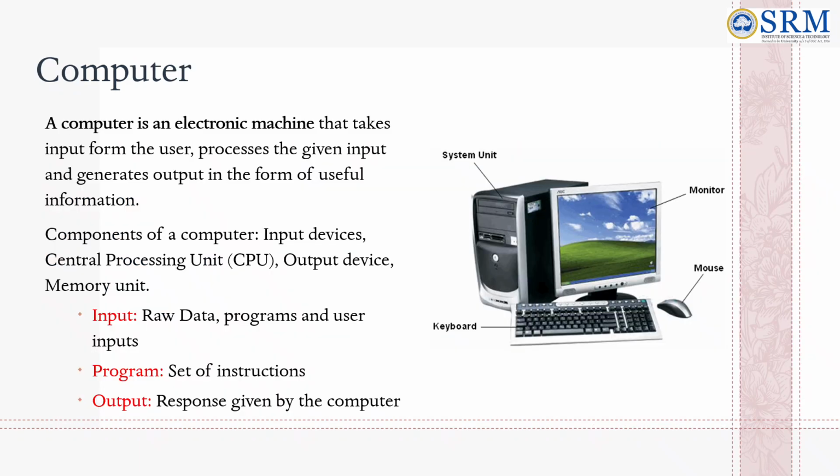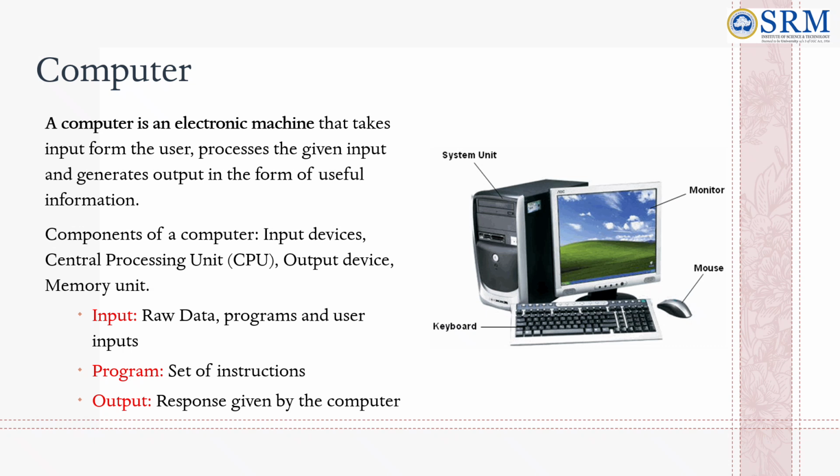Let's understand what is a computer. A computer is an electronic machine that takes input from the user, processes the input, and generates the output in a useful format. A computer has different components like input devices. The keyboard and mouse act as the input devices. The central processing unit, or CPU, is where all data processing happens with the help of a program, and the output device, usually the monitor, displays the output. And we have the memory unit where we store all data and programs.